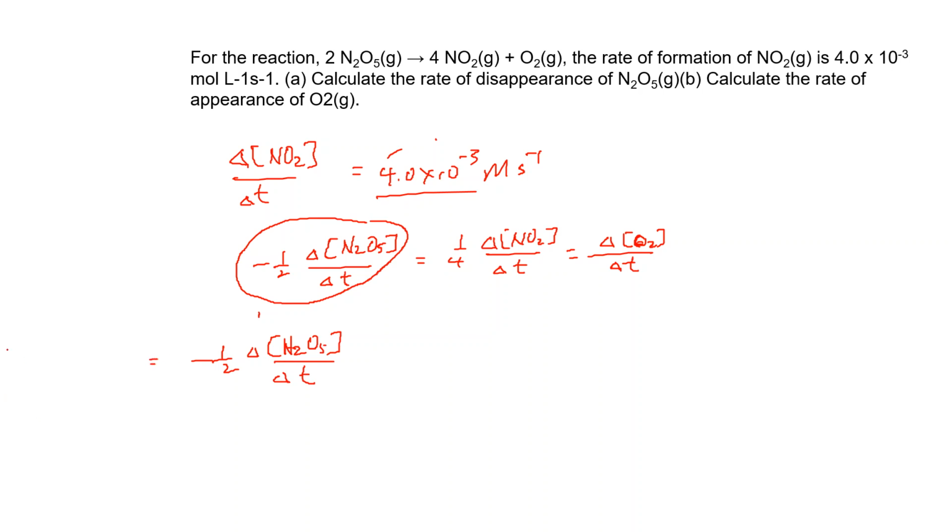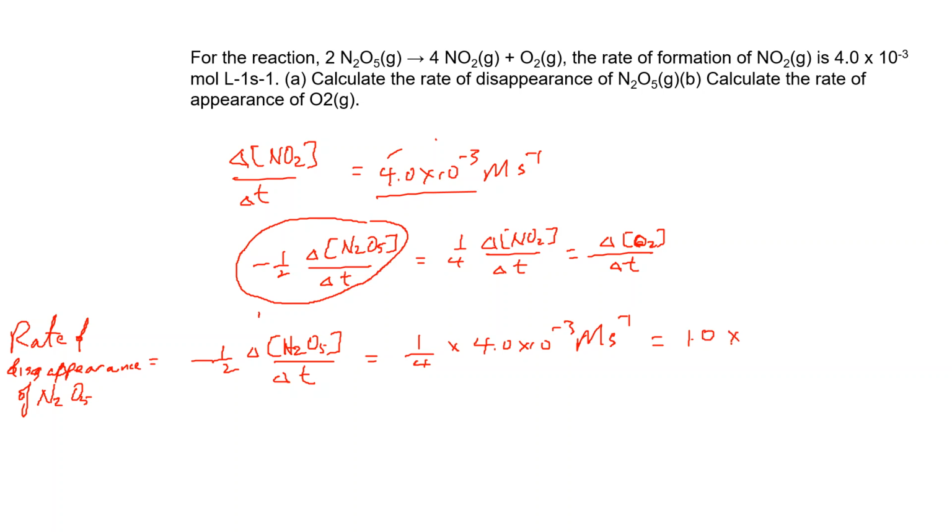That would be equal to the rate of disappearance, forgive my poor handwriting here, of N2O5. All right, so that would be equal to 1 over 4 times 4.0 times 10 to the minus 3 M s to the minus 1. So that works out to be equal to 1.0 times 10 to the minus 3 M s minus 1. All right, so that answers the A part.